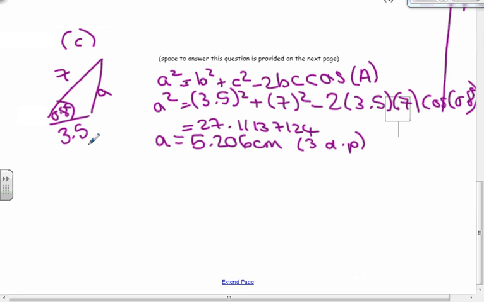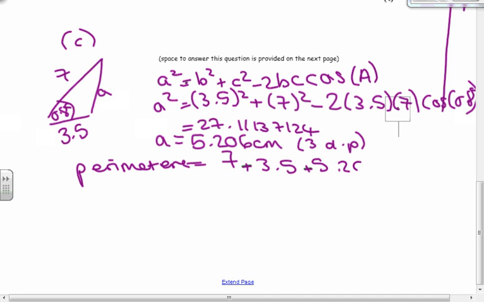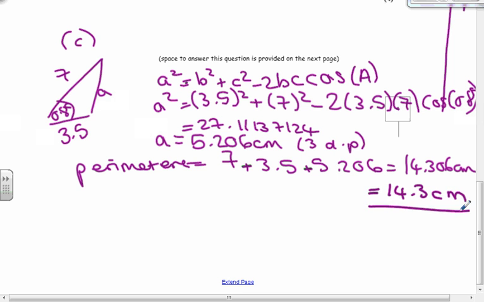So now we need to add our 3.5, our 7 and this together and give our answer correct to 3 significant figures. So the perimeter would be equal to 7 plus 3.5 plus 5.206, which gives us an answer of 14.306 centimetres. But of course, we give our answer to 3 significant figures, which is 14.3 centimetres.